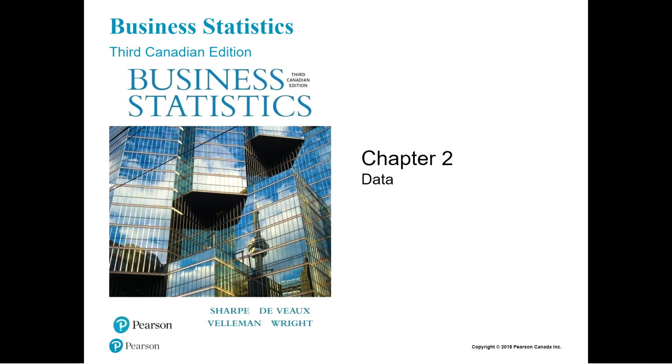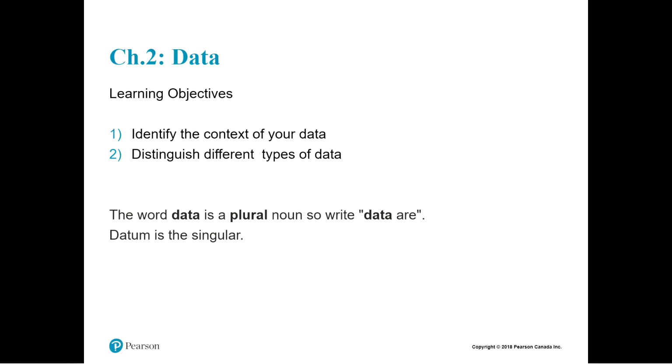Welcome to Chapter 2, Business Statistics, Statistics Methods. And today in Chapter 2, we're going to look at data. Now, the learning objectives in this chapter are to identify the context of your data and also distinguish different types of data. Please note that the word data is a plural noun. So always write "data are." It's not "data is." Datum is the singular.